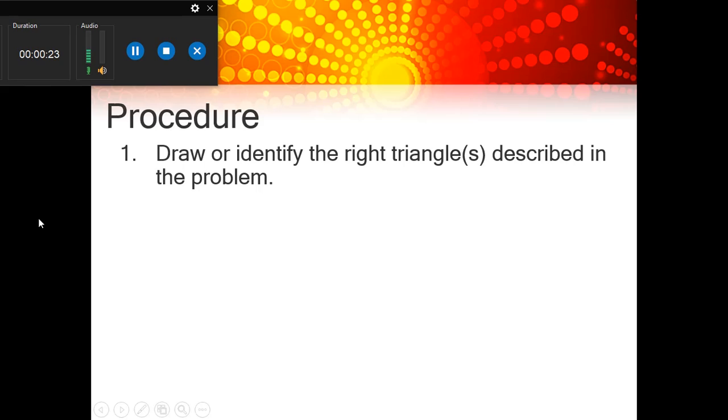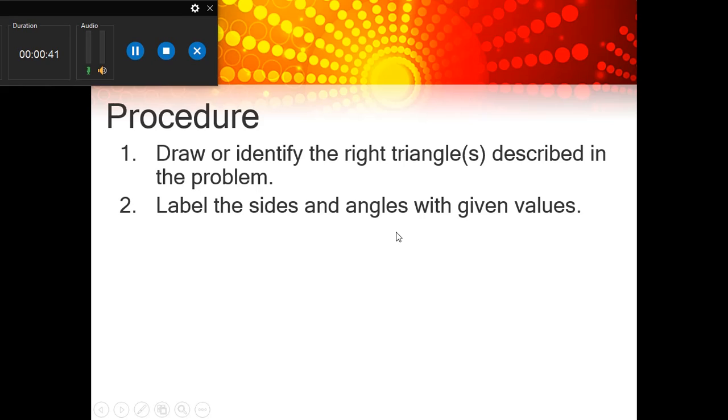With any word problem, one of the biggest things you can do is draw a picture. So we're going to draw the right triangle and identify the things that might be missing in the problem. If you want to enhance your picture by drawing a tree or the boat in the water, you can do that. We want to take the information in the problem and label the sides and angles with whatever's provided in the problem.